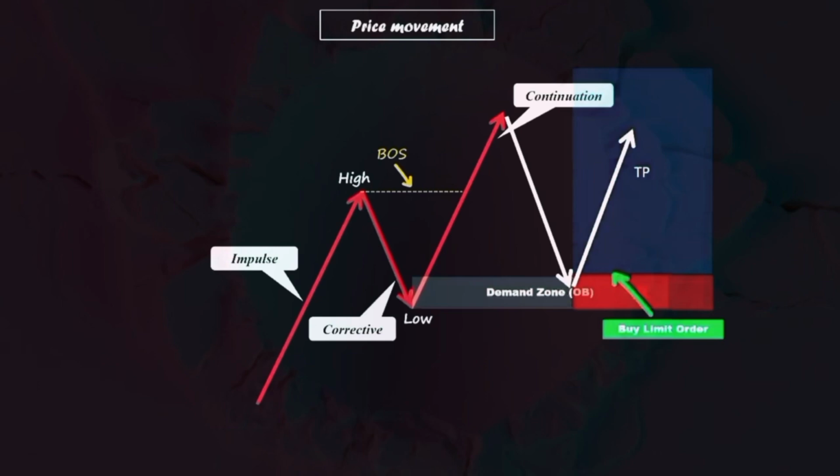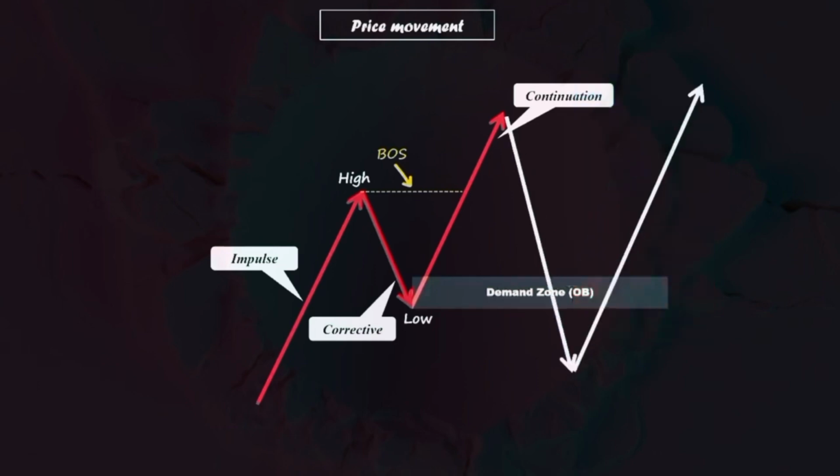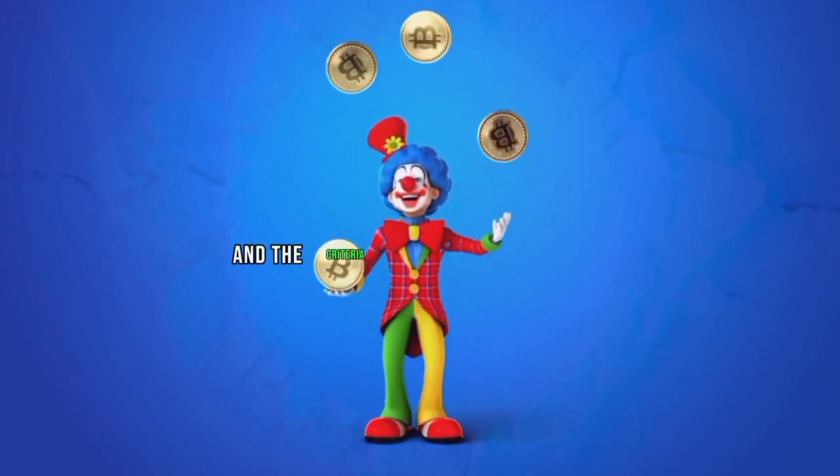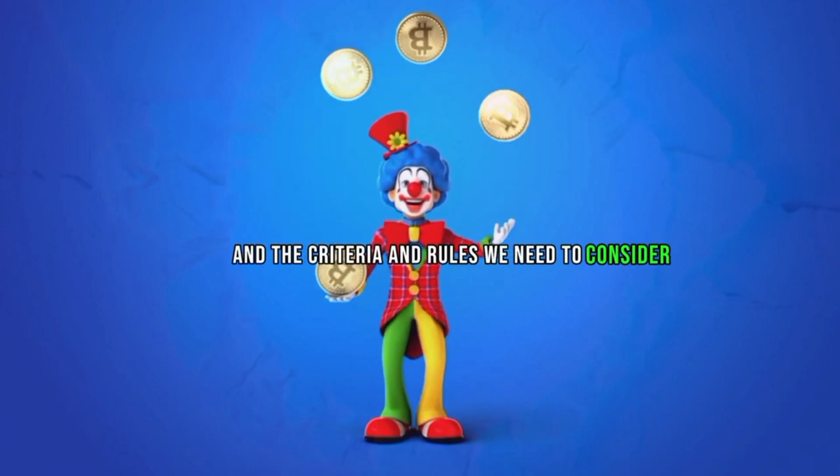However, let's imagine a scenario where our identified pullback proves to be invalid, mistakenly considered as a valid pullback due to its impulsive nature. In such a case, our identified order block loses its validity and there is a high probability of the price triggering our stop loss. Now, let's explore how to identify a valid pullback and the criteria and rules we need to consider.